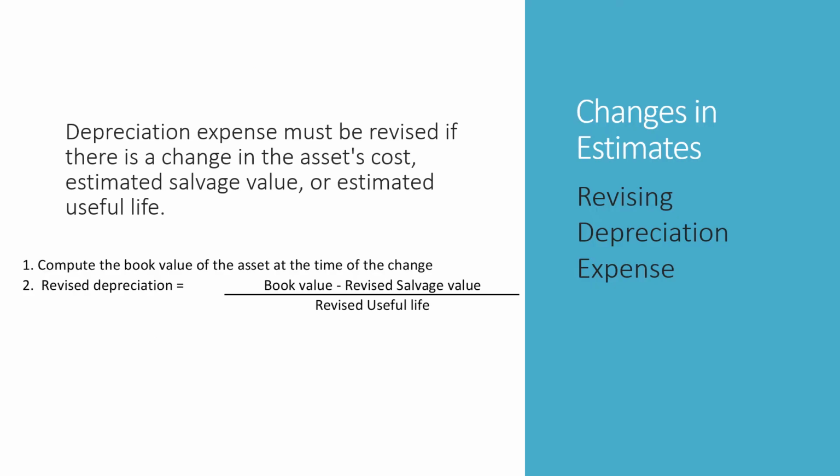Depreciation expense has to be revised if there is a change in the asset's cost, its estimated salvage value, or its estimated useful life. So the procedure for revising depreciation expense is first to calculate the book value at the time of the change, and then subtract from that the revised salvage value and divide by the remaining useful life.